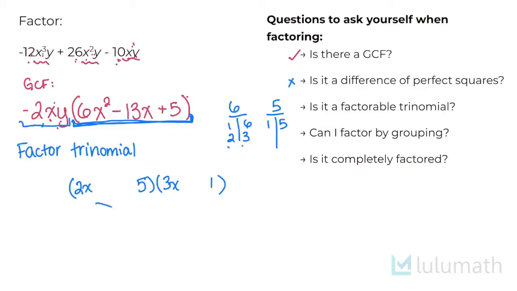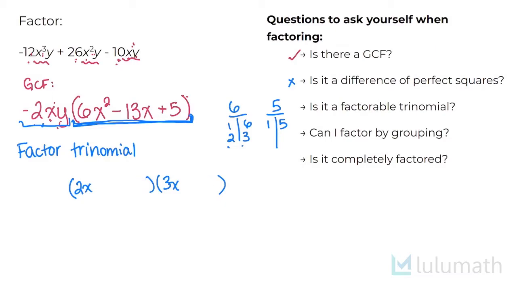So when I do my outer, 2x times 1 is 2x. When I do my inner, 5 times 3x is 15x. I can get a 13x if the 15 is negative and the 2 is positive, making this 1 positive and this 5 negative. However, negative 5 times positive 1 gives us a negative 5, not a positive 5, so this combination will not work.